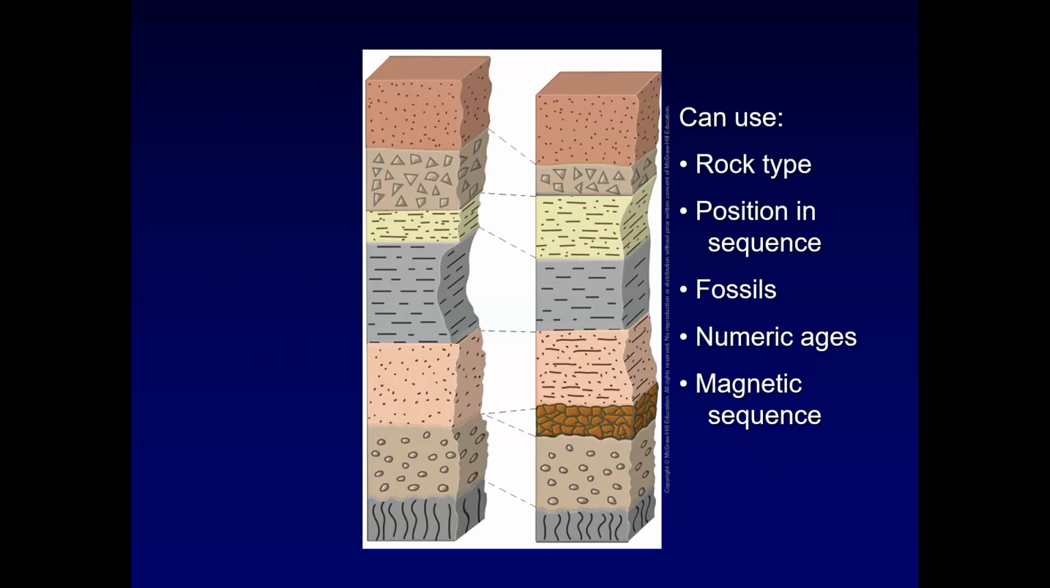With fossils, if the same fossil exists in both sections, the ages are correlative. And with the numeric ages, if you've got datable units that show the same age, they probably correlate. With a magnetic sequence, two units might record the same sequence of reversals of the Earth's magnetic field. All right, so we've got these faint correlation lines, of course, for reference.